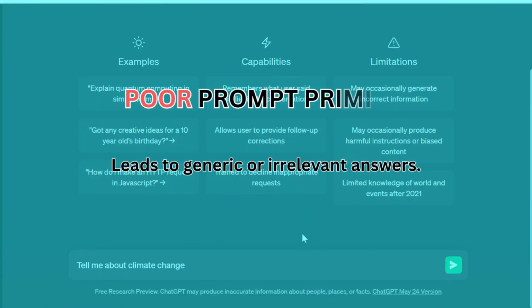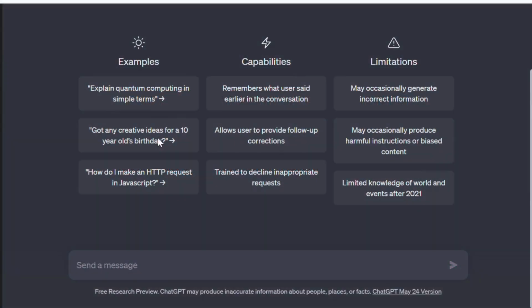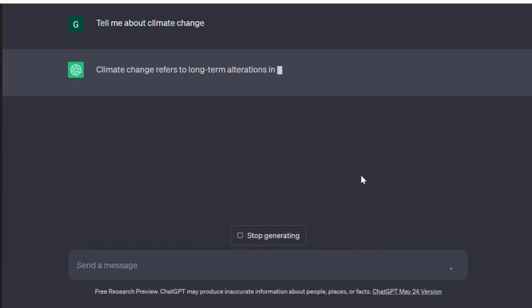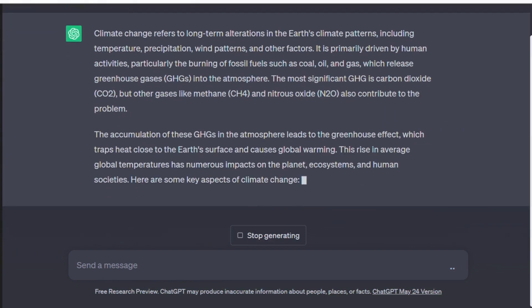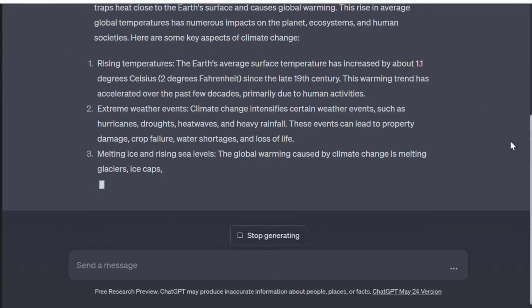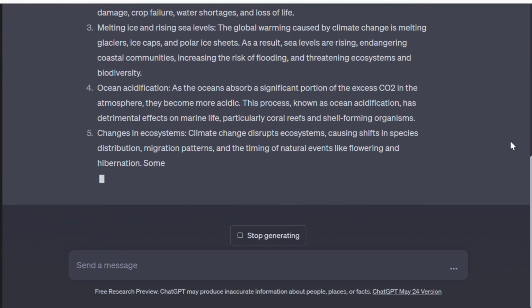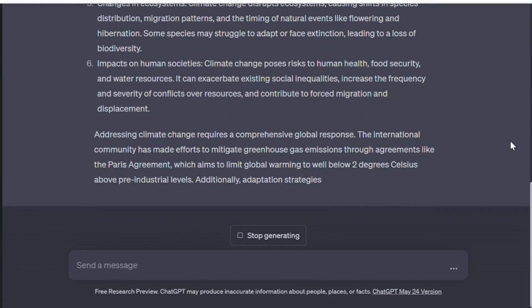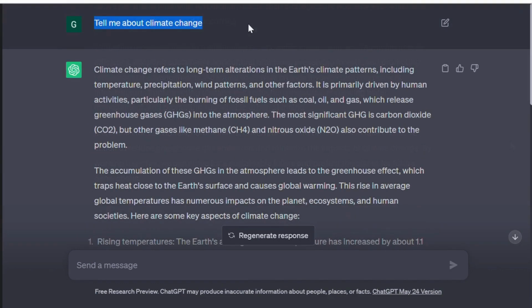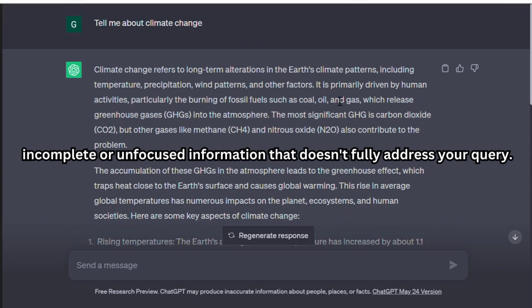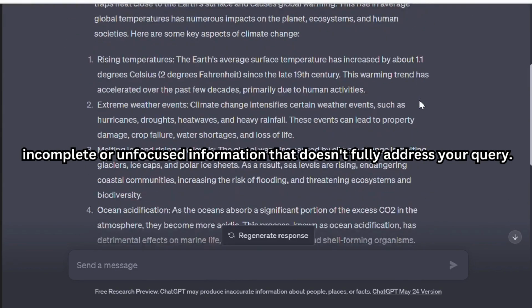On the flip side, we have bad prompt priming. This happens when the instructions given to the model are vague, ambiguous, or lack clarity. Let's see an example. Tell me about climate change. Here's a general prompt that lacks specificity. When you provide such a broad prompt, the model might struggle to understand your exact requirements. As a result, you may receive incomplete or unfocused information that doesn't fully address your query.